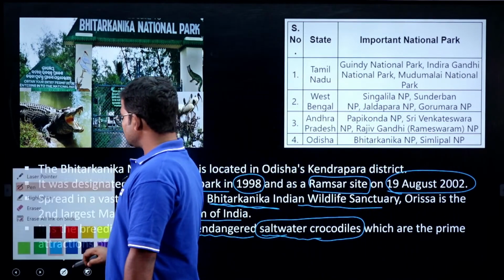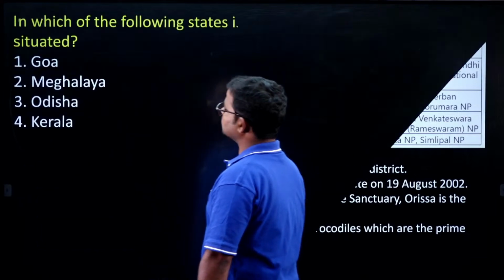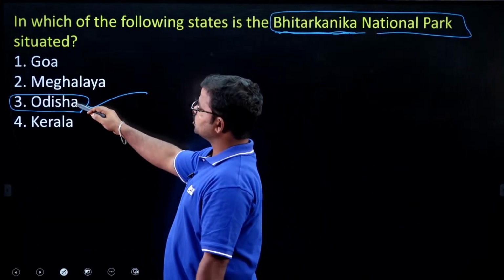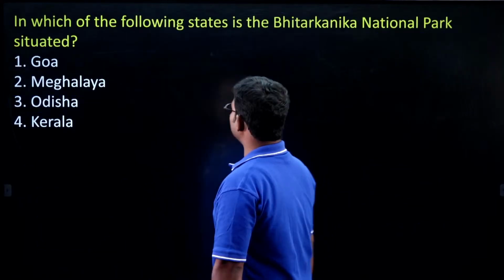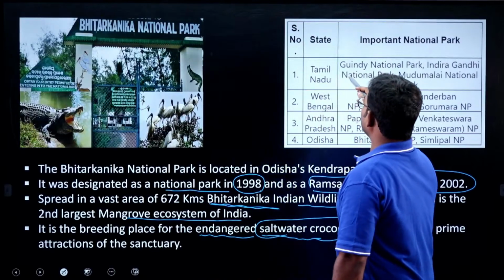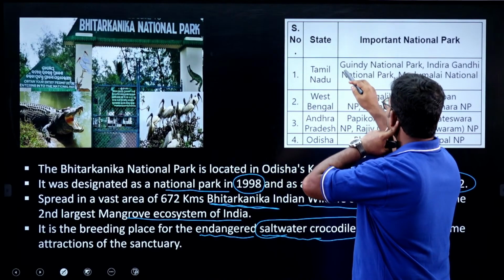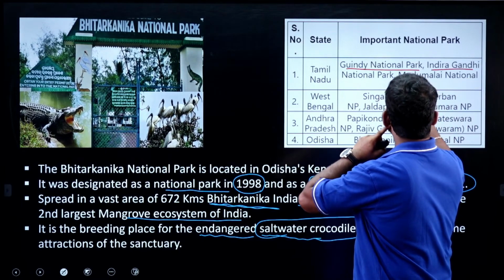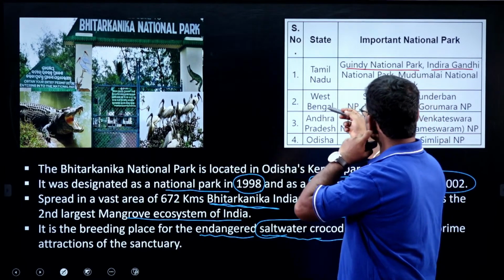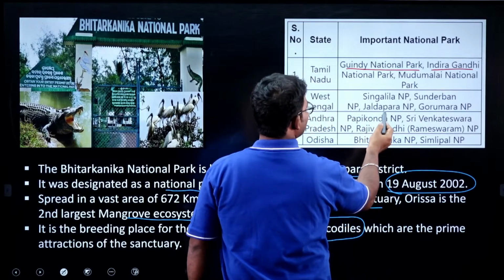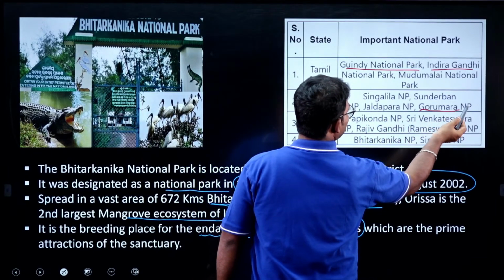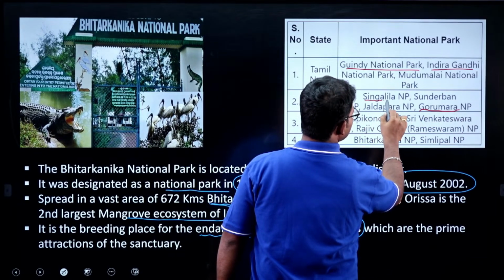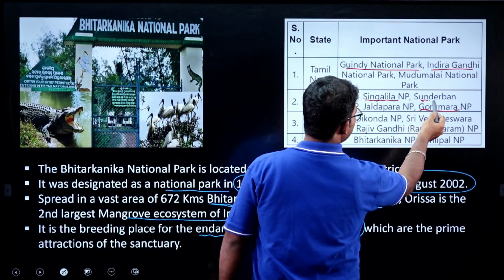Not only this one, here also some interesting concepts are there. Here we just mentioned Odisha. What about the remaining ones? Suppose if you consider Tamil Nadu, Guindy National Park is there, Indira Gandhi National Park. So different national parks exist. Next, West Bengal, here also Gorumara National Park exists. Next, Singalila National Park is also there.